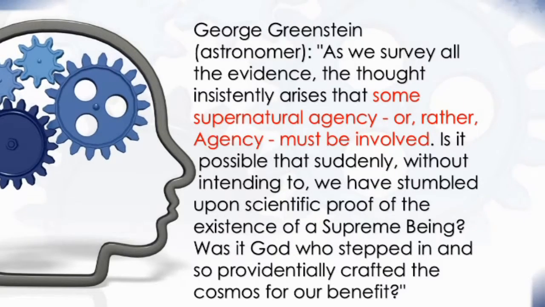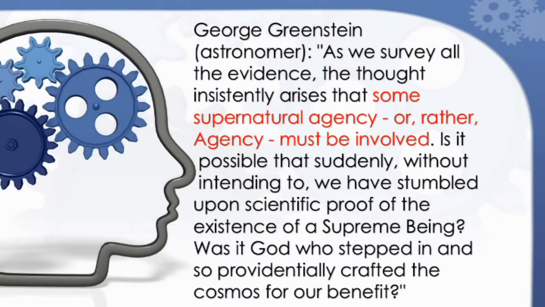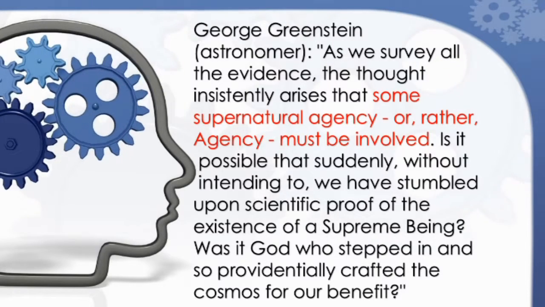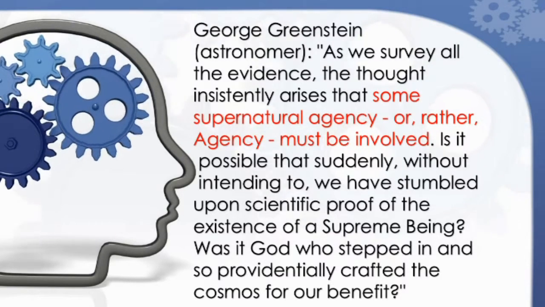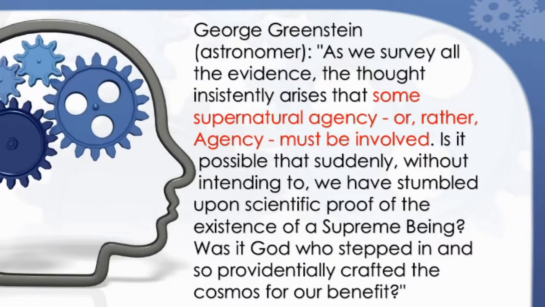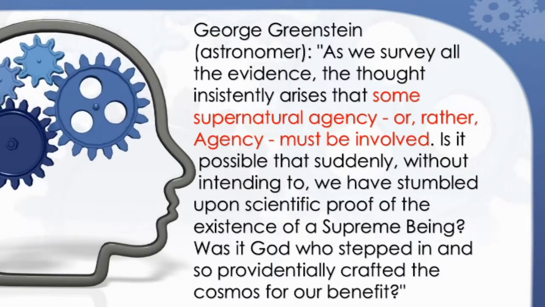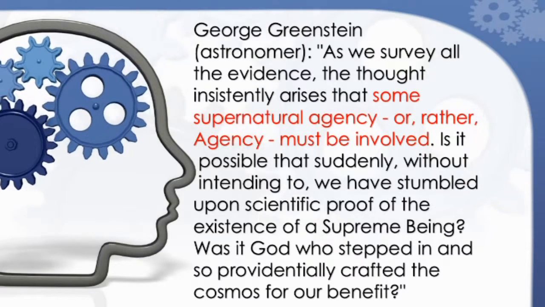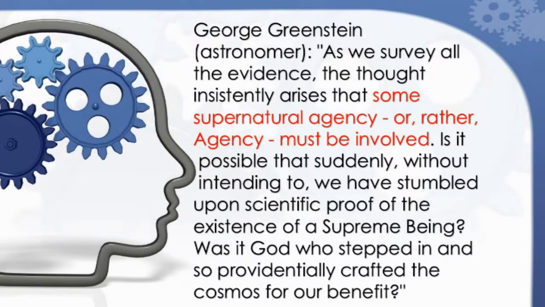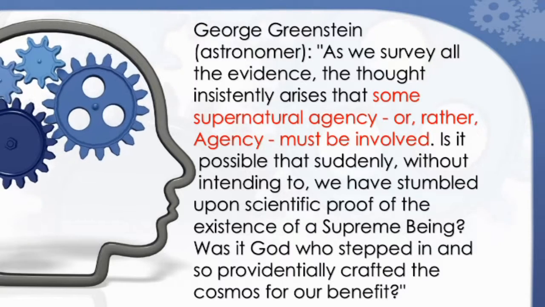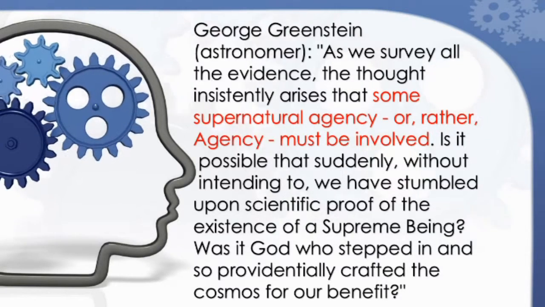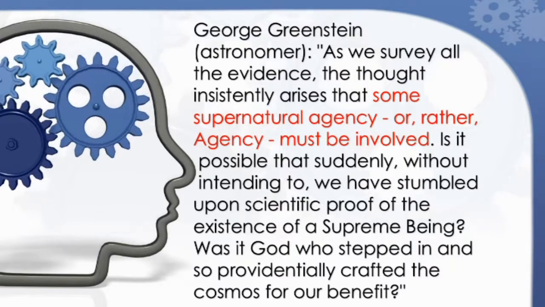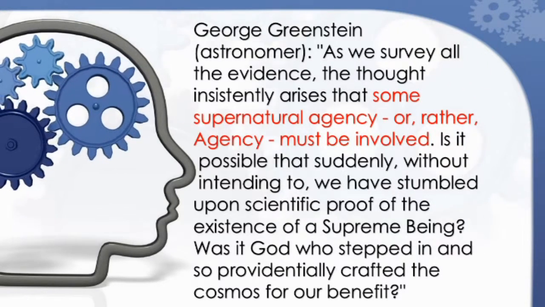George Greenstein, an astronomer, said, "As we survey all the evidence, the thought insistently arises that some supernatural agency, or rather, capital A, Agency, must be involved. Is it possible that suddenly, without intending to, we have stumbled upon scientific proof of the existence of a supreme being? Was it God who stepped in and so providentially crafted the cosmos for our benefit?"